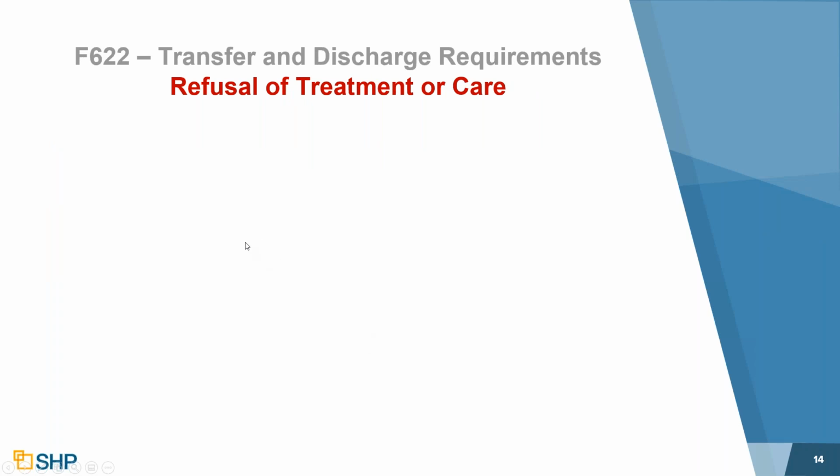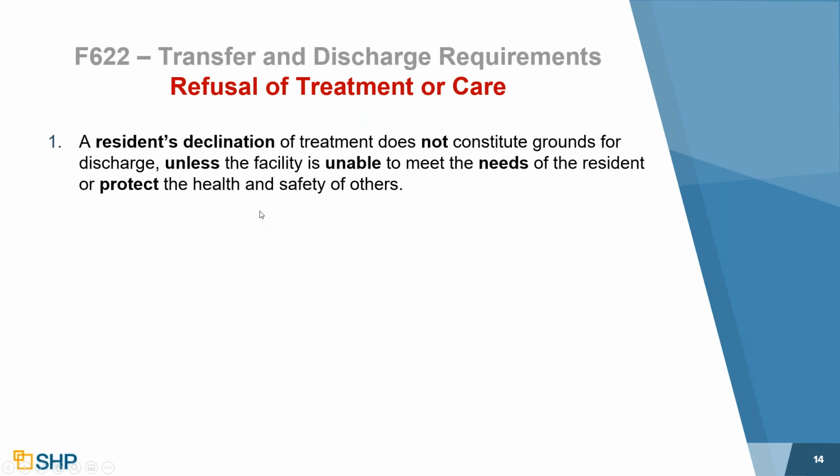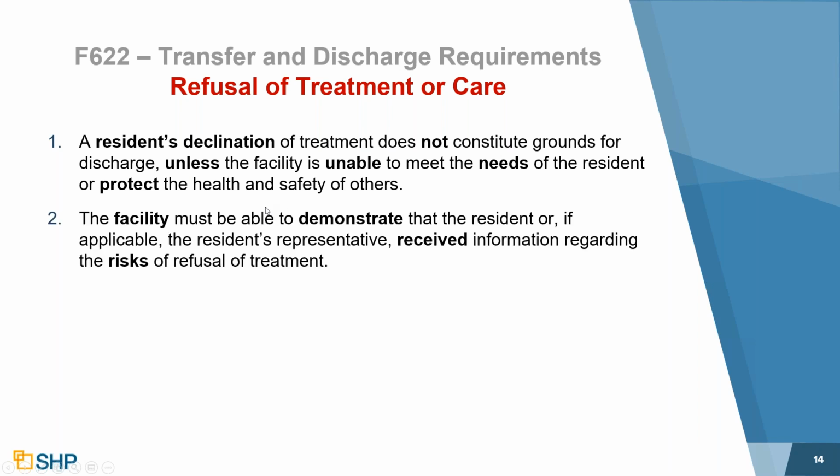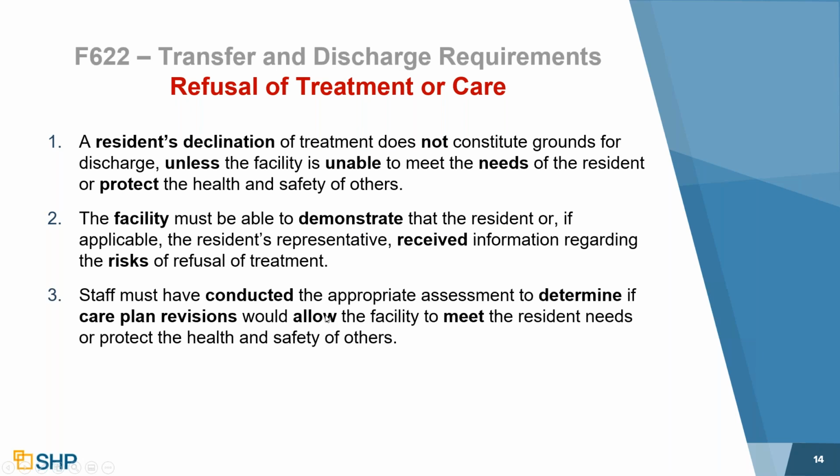How about refusal of care or treatment? A resident's declination of treatment does not constitute grounds for discharge unless the facility is unable to meet the needs of the resident or protect the health and safety of others. But this one is critical here. The facility must be able to demonstrate that the resident or the representative received information regarding the risk of refusal for treatment. And you must conduct an assessment to determine if the care plan revisions would allow, it's critical, would allow the facility to meet the resident's needs or protect the health and safety of others.